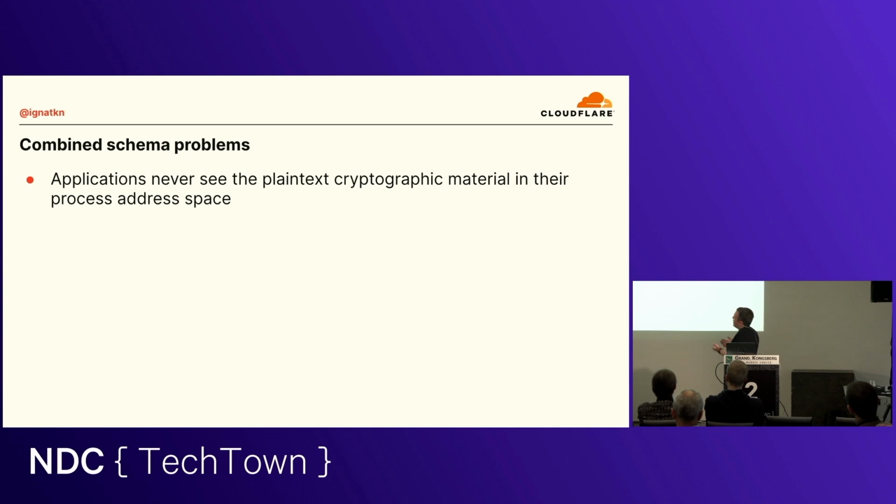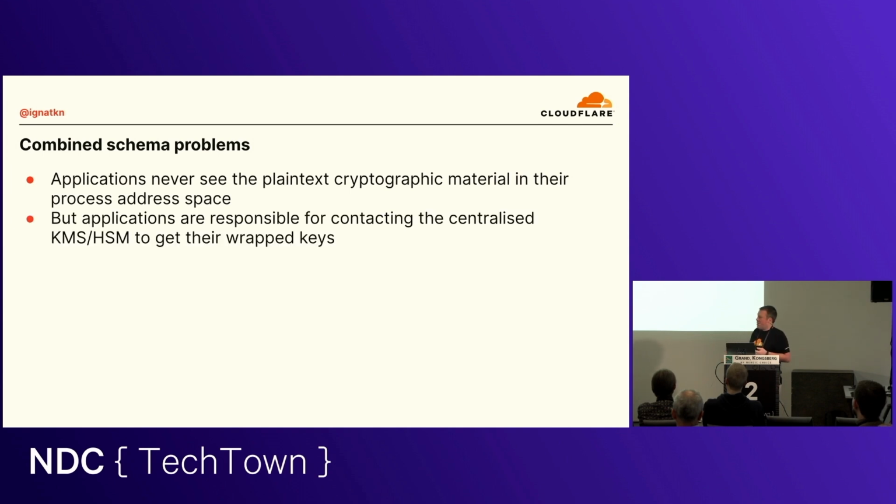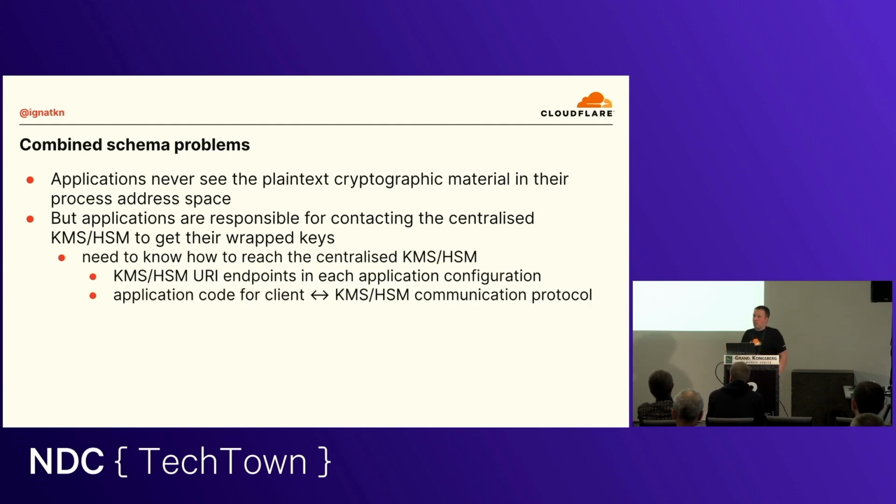But again, this schema has problems, right? So the advantage is the application never sees the plain text cryptographic material in the process address space, but it's still up to the applications to contact the centralized KMS or HSM or whatever you have for secret storage to get the wrapped keys.